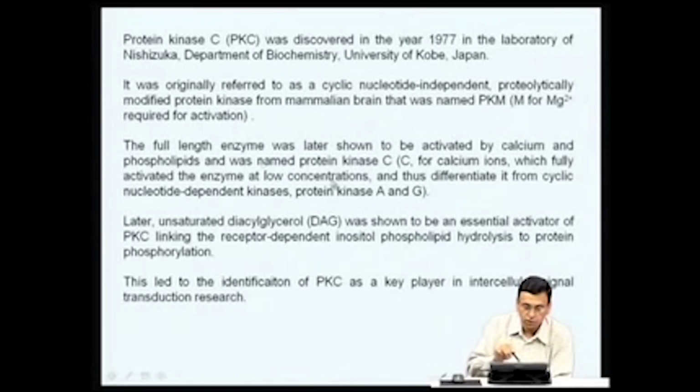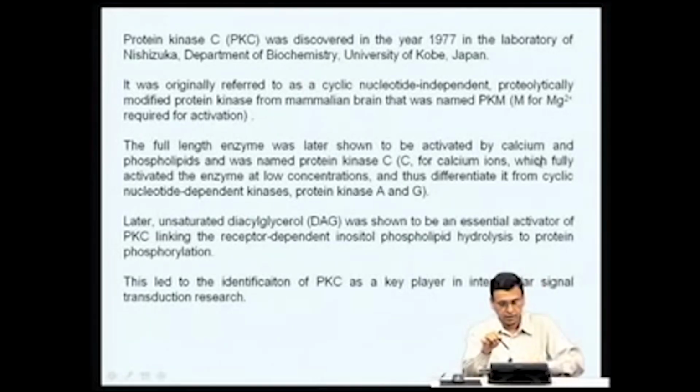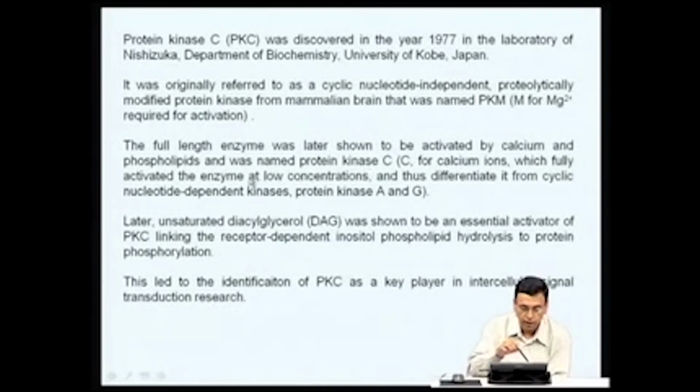The full length enzyme was later shown to be activated by calcium and phospholipids and was named protein kinase C, C standing for calcium ions, which are required for activation of this enzyme at very low concentration. The enzyme was named protein kinase C primarily to differentiate it from the cyclic nucleotide dependent kinases like protein kinase A and protein kinase G, which refer to cyclic AMP dependent protein kinases and cyclic GMP dependent protein kinases.